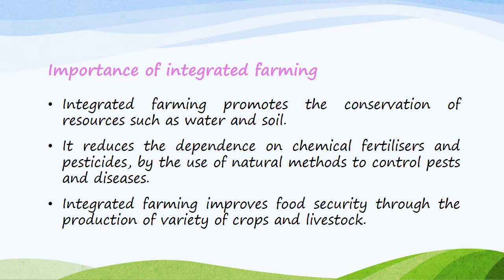Importance of integrated farming. Integrated farming promotes the conservation of resources such as water and soil. It reduces the dependence on chemical fertilizers and pesticides by the use of natural methods to control pests and diseases. Integrated farming improves food security through the production of variety of crops and livestock.